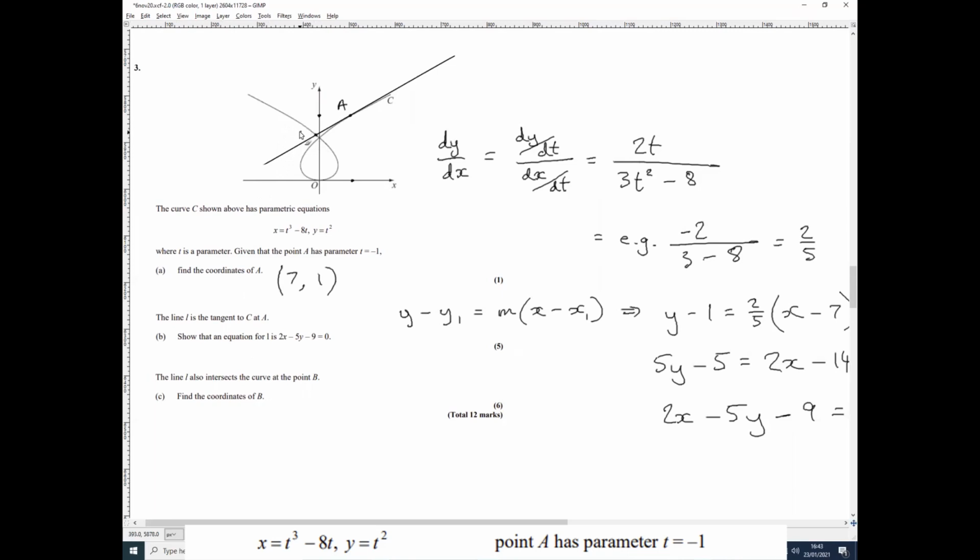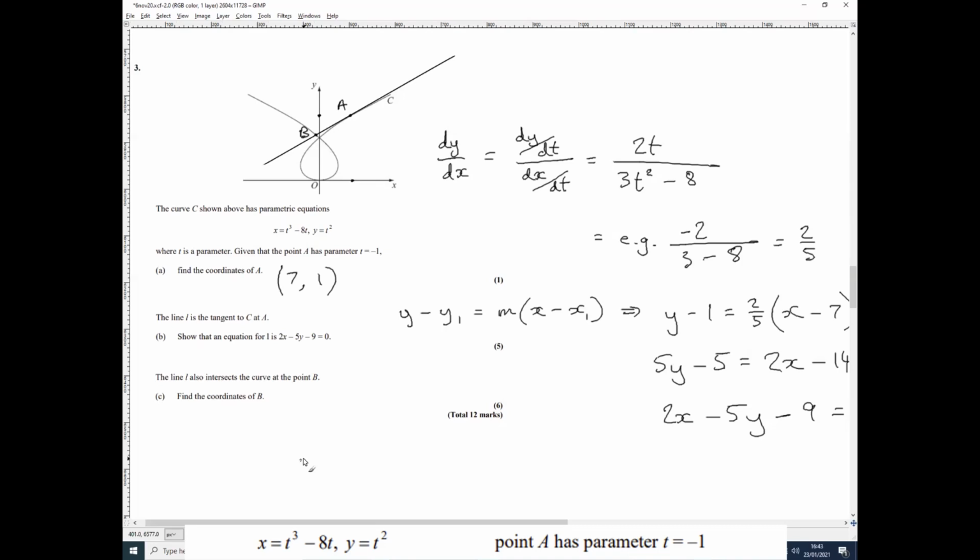So would we just do the same thing again? Well, actually, wait. Also, find the coordinates of B. So we know the gradient of the whole thing. Well, what do you mean by that? The gradient of the whole thing?